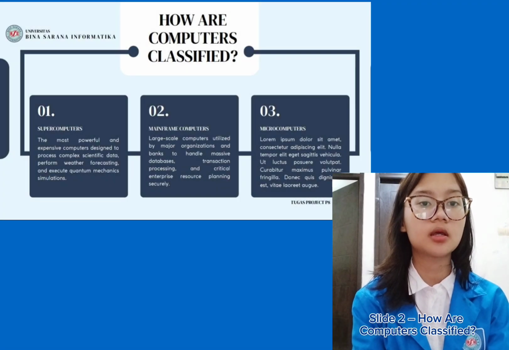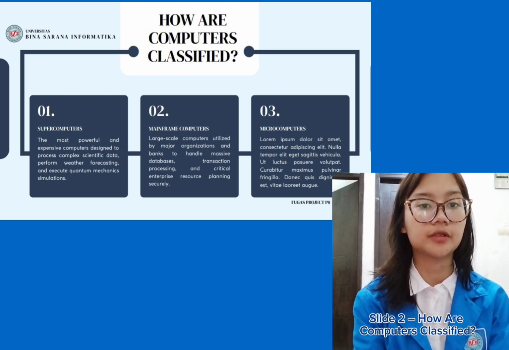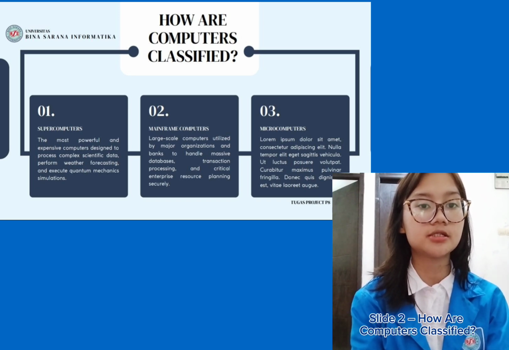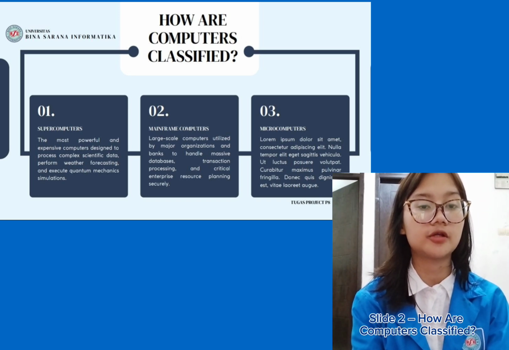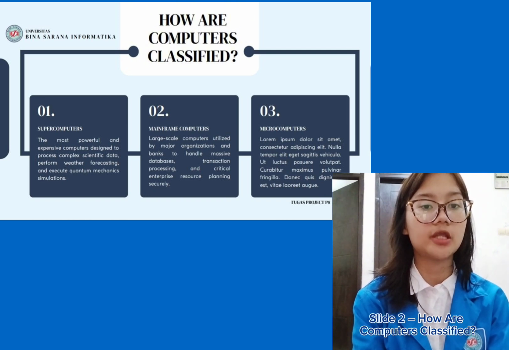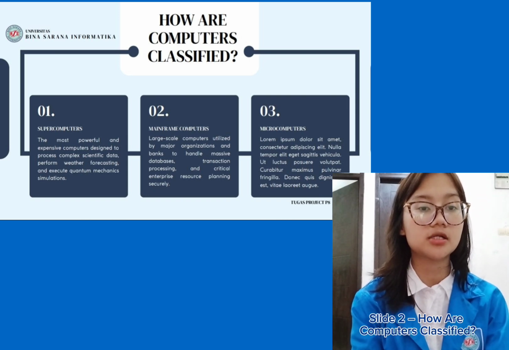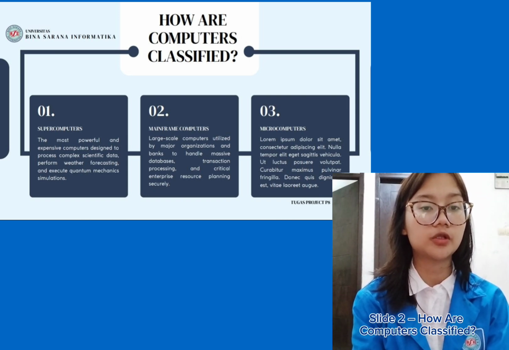First, supercomputers are the most powerful computers. They are used for scientific research, weather forecasting, and complex calculations. Second, mainframe computers are commonly used by large companies, banks, and government organizations because they can process huge amounts of data securely. Finally, microcomputers are the computers we use every day, such as desktop computers and laptops. They are designed for personal and business use.